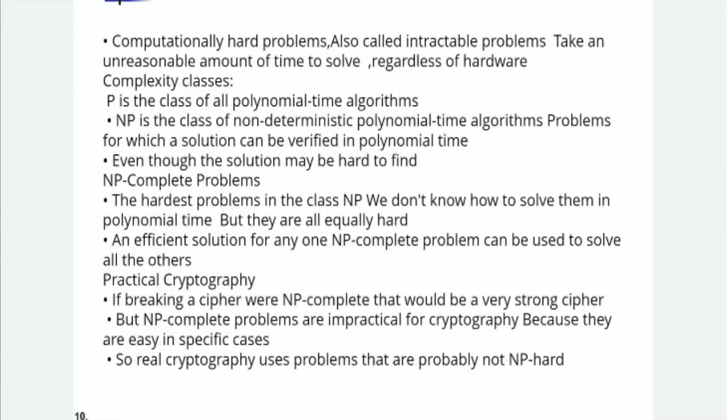What is the use of these complexity classes in practical cryptography? If breaking a cipher were an NP complete problem, that would be a very strong cipher, but NP complete problems are impractical for cryptography. Why? Because they are easy in specific cases. So real cryptography uses problems that are probably not NP hard.